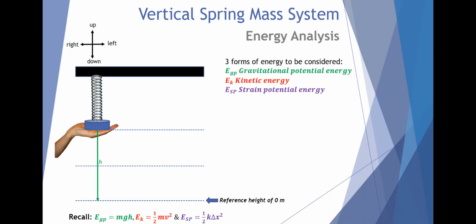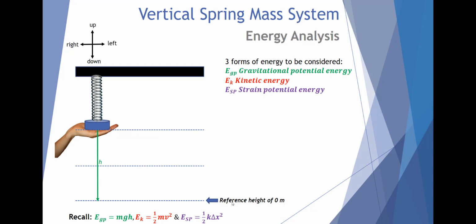Finally, let's consider the energy changes within this spring mass system. So we have three forms of energy to consider. We have the gravitational potential energy, which exists for any object that has mass and is elevated at a height within a gravitational field strength. We also have a second form, kinetic energy, which exists for any object with a mass that has speed. And finally, strain potential energy that occurs within the spring, and it's the product of half the spring constant, k, times the extension delta x squared.